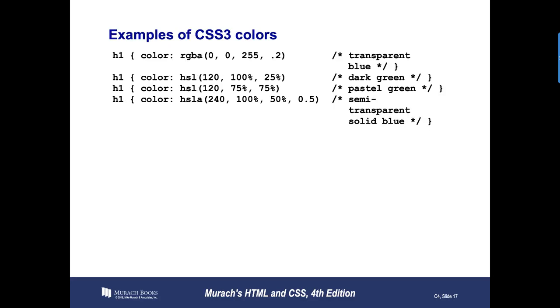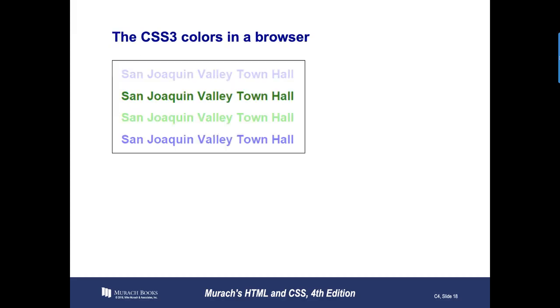All right, so there you can see in this CSS we have H1s defined and different ways to define color, right? And different colors, right? The first one is transparent green, dark green, pastel green, semi-transparent, solid blue, semi-transparent because it has a 0.5 opacity, and the opacity, as I said, goes from 0 to 1. I think I said 0 to 99. It's 0 to 1. All right, so that's what that looks like in the browser.